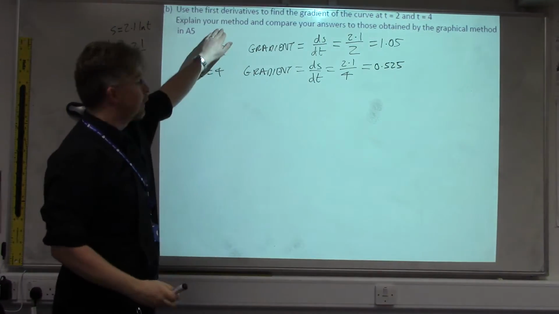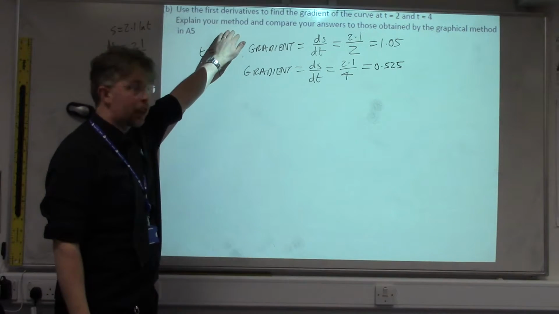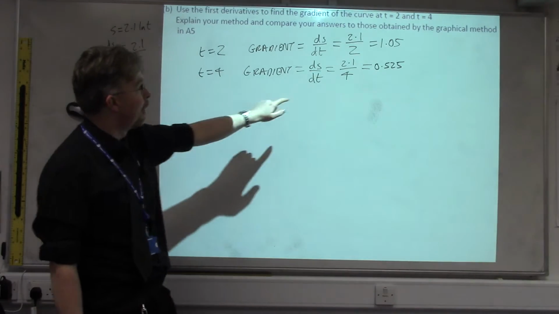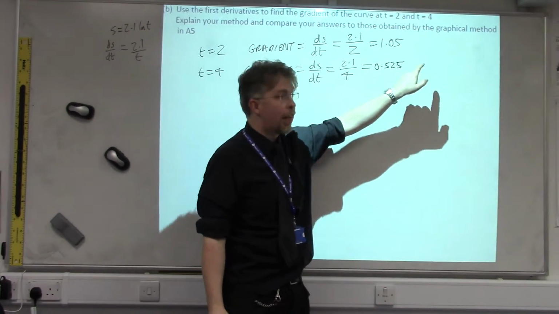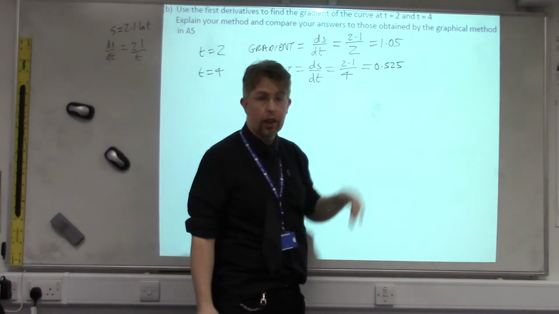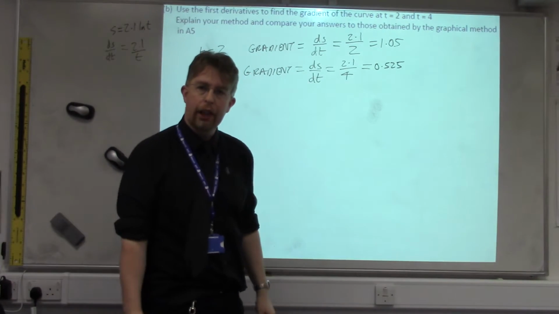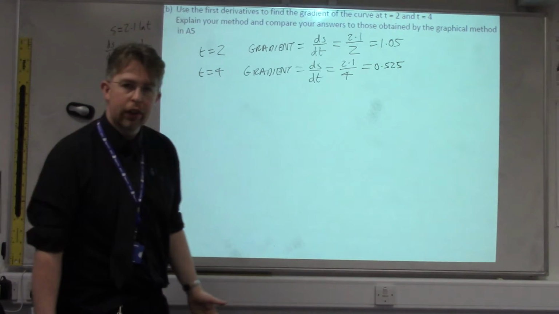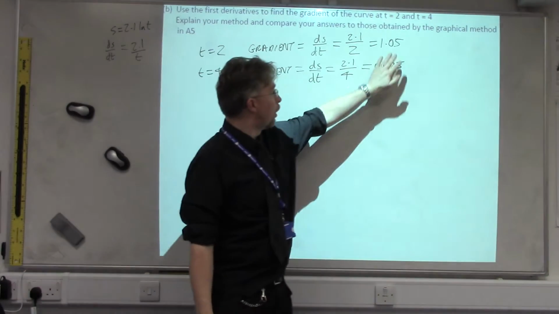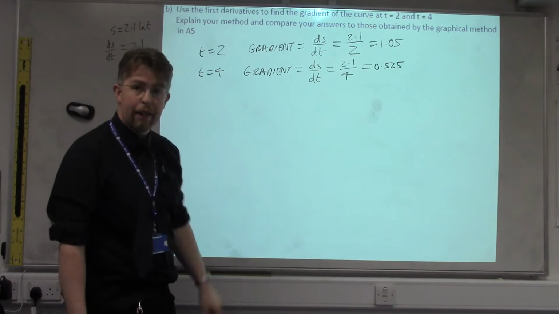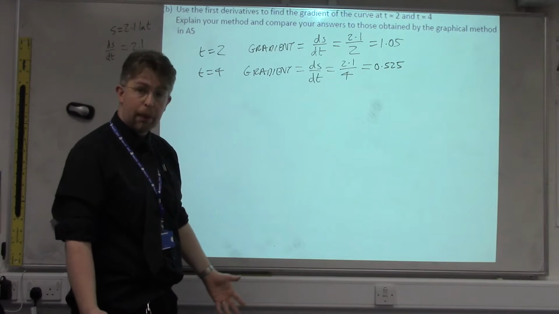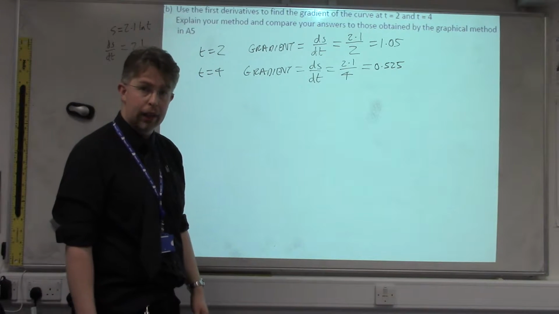Again, if you want to get merits and distinctions, you're going to have to explain your method and compare your answers to those obtained in A5. So basically, look at your two answers in A5. If they're close, they're good estimates. If they're not close, they're bad estimates. They don't have to be good estimates in order to get the marks. Remember, these are the actual ones, so it's the answers in A5 that were the estimates. Make sure that you make your comments in order to get the full marks.